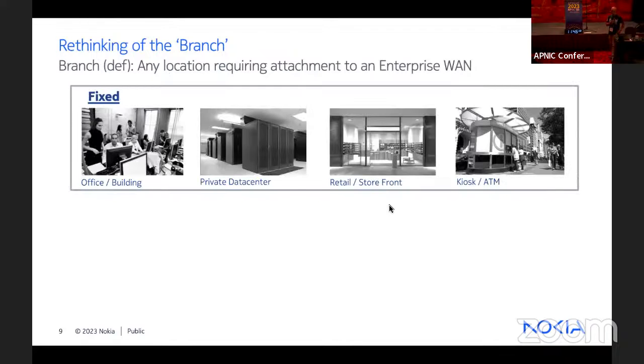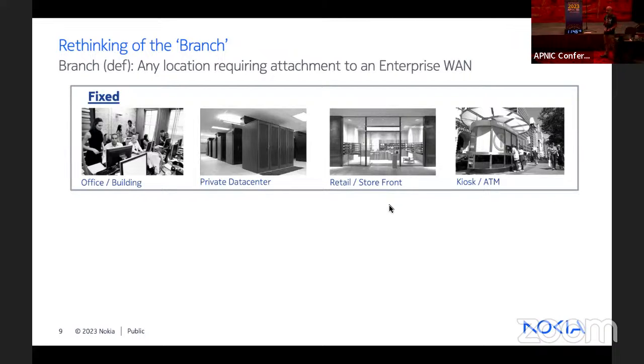So the branch. I mentioned the branch, and it's probably dated terminology now. But when we talk about enterprise VPNs or enterprise WANs, we do talk about the branch. The branch has your fixed elements, your physical office locations, your shops, and so on. You've still got those buildings. But we add to that your private data centers. The data center is now an extension of the network. It's not something that's just sitting outside of it. You've got your retail stores and all that.